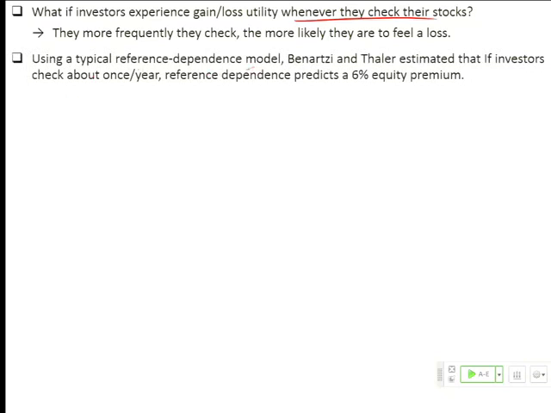Now, using a typical reference dependence model, by which I mean they actually took the model from the prospect theory paper and inserted all of the parameters based on a whole bunch of empirical evidence that's been used to parameterize that model, what they came up with was that if investors check about once a year, then that model, what is now the standard behavioral model in some sense, predicts a 6% equity premium.